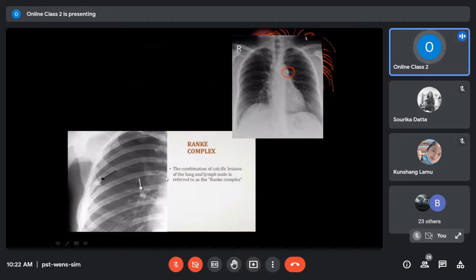These are some of these lesions, seen on X-ray, where the primary lesions are commonly known as the Ranke complex. This is nothing but the combination of the calcified lesions of the lungs as well as the lymph node, when they are affected by Mycobacterium bovis. It is referred to as the Ranke complex.